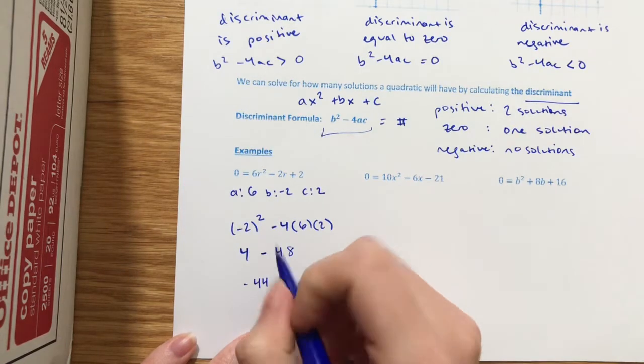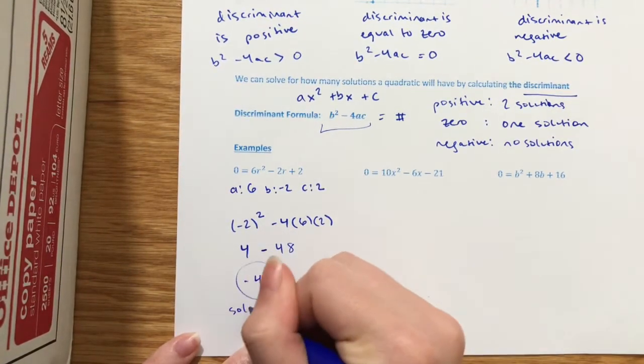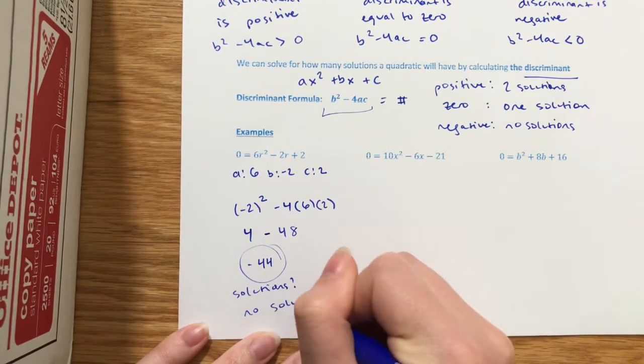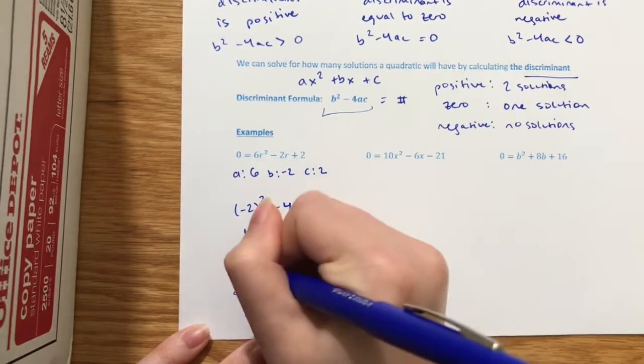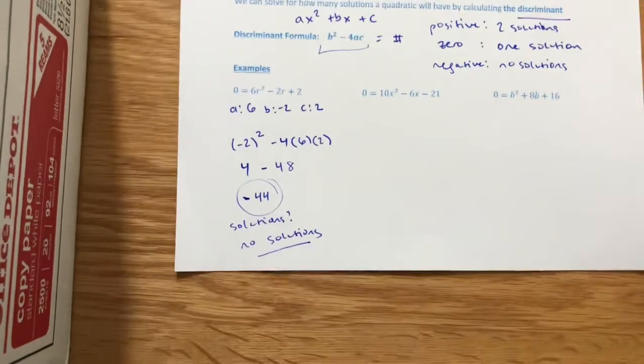And so in this case, we get a negative discriminant. So that means that how many solutions are there? There are no solutions. No solutions. Because there's a negative. Now, I have my laptop pulled up here. I'm going to try to show you guys.